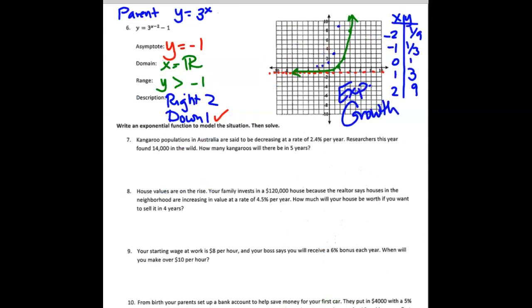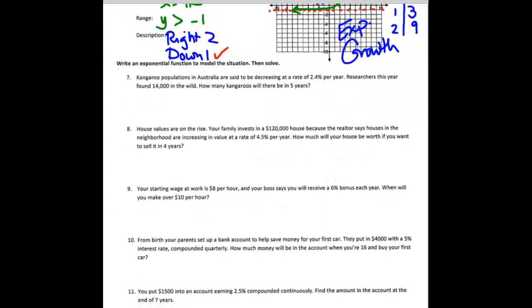All right, let's shift to some questions about exponential growth and decay, some word problem applications. It says, write an exponential function to model the situation and then solve it. So remember, if we're trying to just model, we're trying to make something a little more generic. We're not going to actually put the specific time in there. We're going to look at what would be kind of the trend for any time.